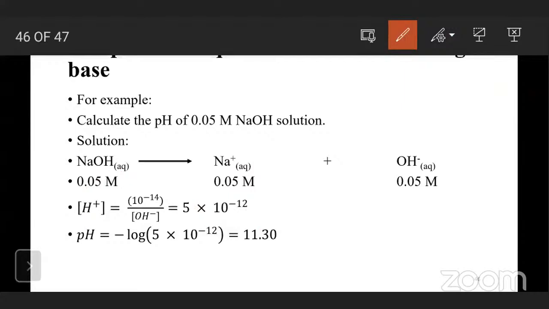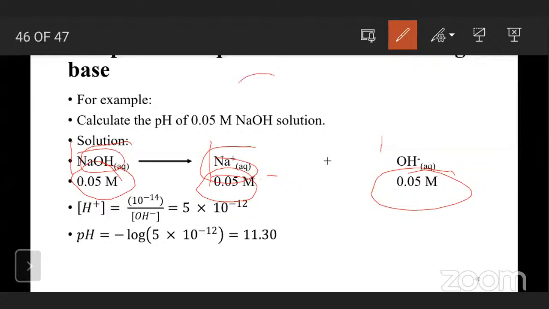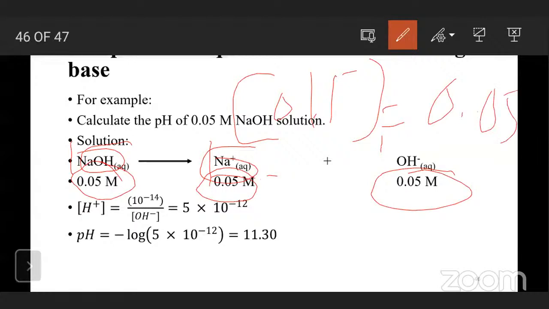So, you know what we did? This is the concentration of the base. This is the same thing as the concentration of the sodium ions, because you relate them by ratio 1 to 1 to 1. And you also have the same for OH minus, which means that the hydroxide ion concentration that you have is 0.05 molar.